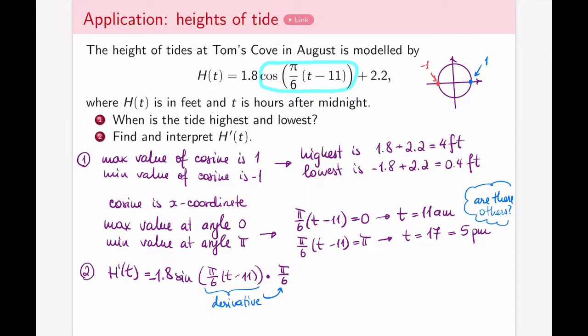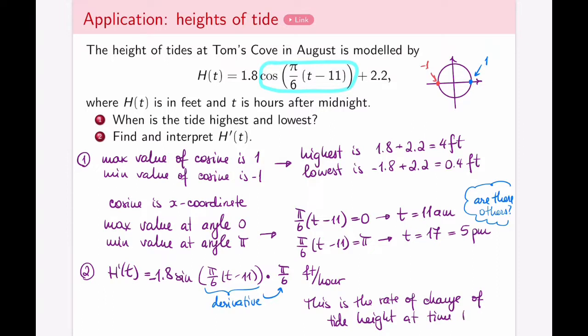Well, the units for the derivative, if we would like to write it in the other format, is dh by dt, and then we can read off the units as whatever the units of height is divided by the units of time. So this will be feet per hour. And of course, the meaning of that is this is the rate of change of tide height at time t.